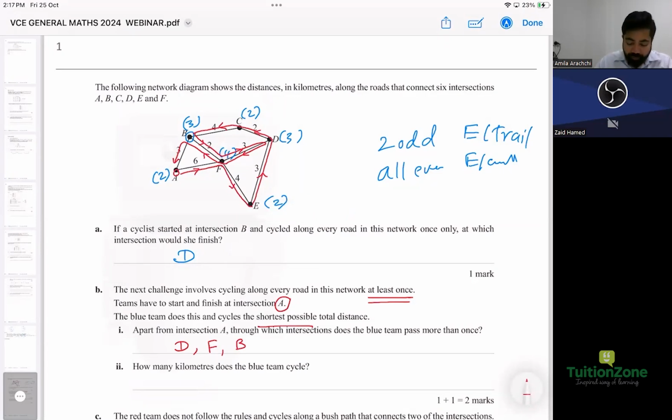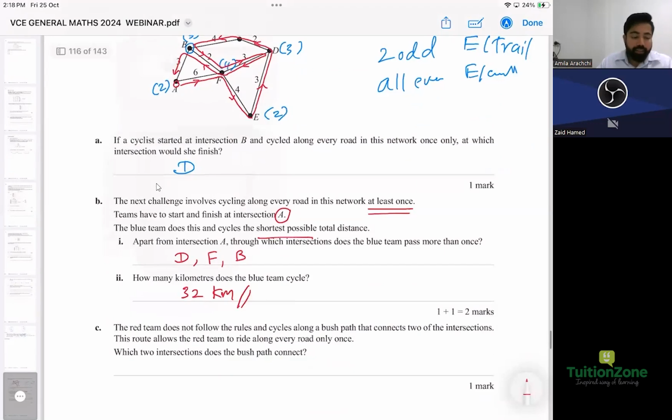Anyone? What's the answer? Add them up. If you go twice, make sure you add twice. 32 is the answer. Yes, it is 32. Perfect. So the answer is 32 kilometers. There you go. And then read part C.